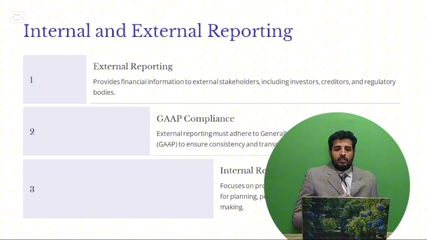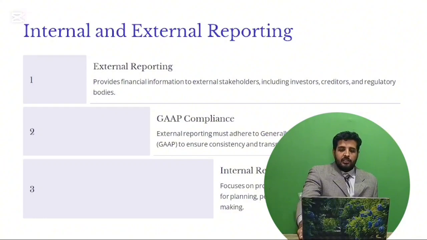Next, we have internal reporting. It is designed for internal use. It provides data to support decision making, performance evaluation, and strategic planning. So these were external and internal.